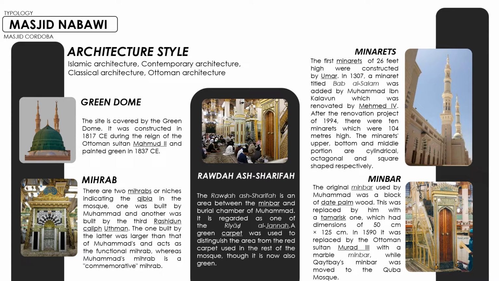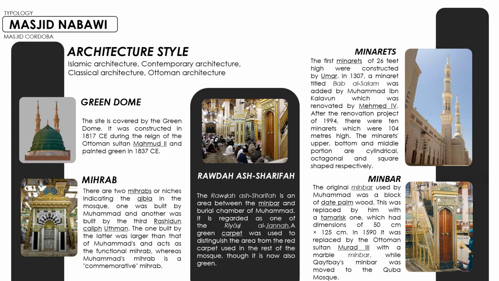The second one is Mihrab. There are 2 mihrabs and niches indicating the Qibla in the mosque. One was built by Muhammad and another was built by the 3rd Rashidun Caliph Uthman. The one built by the latter was larger than Muhammad's and is a functional mihrab, whereas Muhammad's mihrab is a commemorative mihrab.